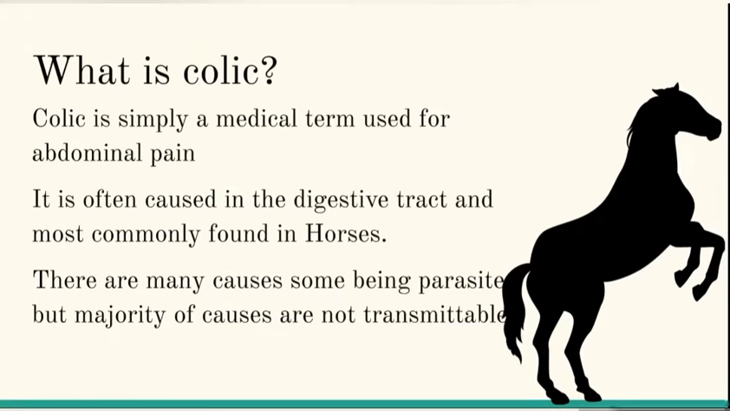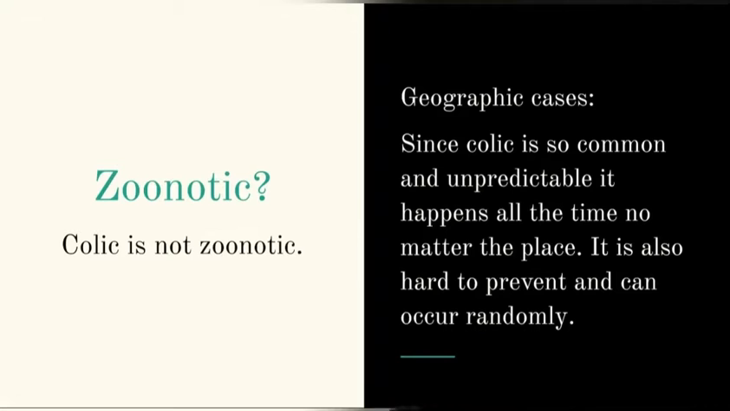So what is colic? Colic is simply a medical term used for abdominal pain. It is often caused in the digestive tract and most commonly found in horses. There are many causes, some being parasites, but majority of the causes are not transmittable. Colic is not zoonotic. Some causes, such as tapeworms, are, but colic itself is not.